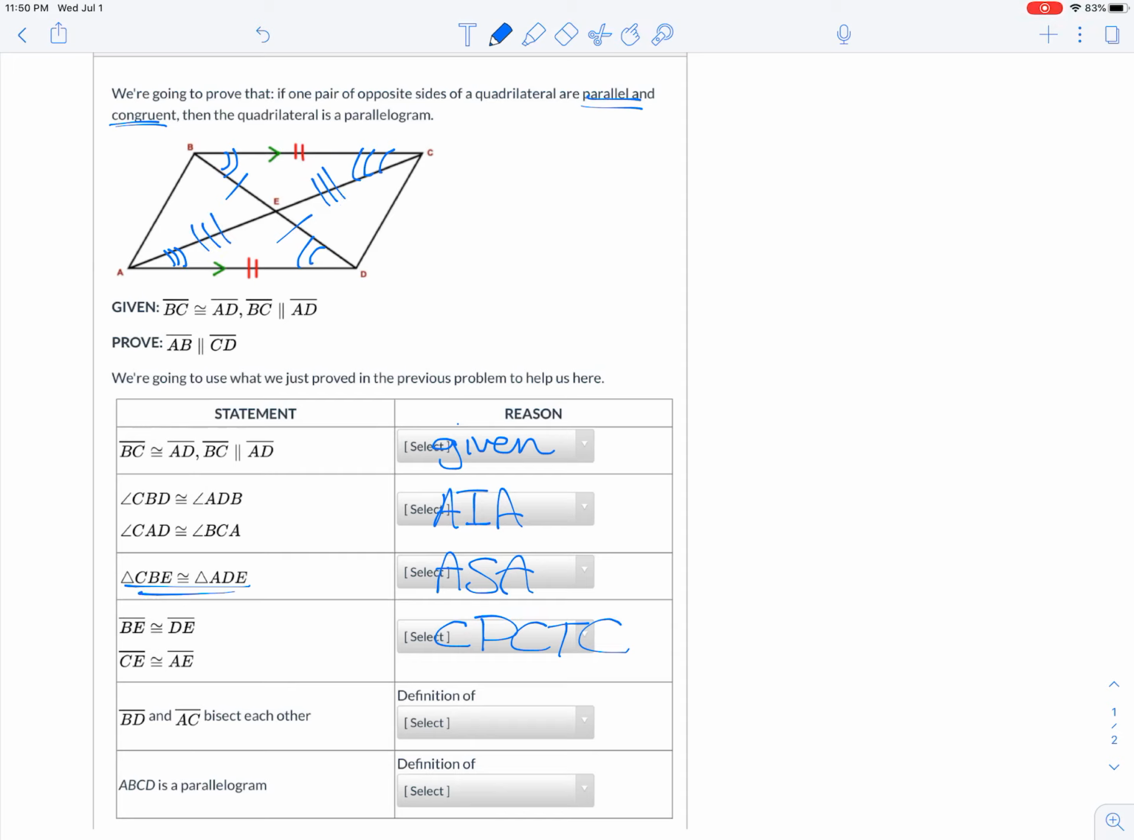Looks like we have BD and AC bisect each other because of the definition of a segment bisector. Wow, what were we trying to prove? That ABCD is a parallelogram? Oh no, sorry, that AB is parallel to CD.